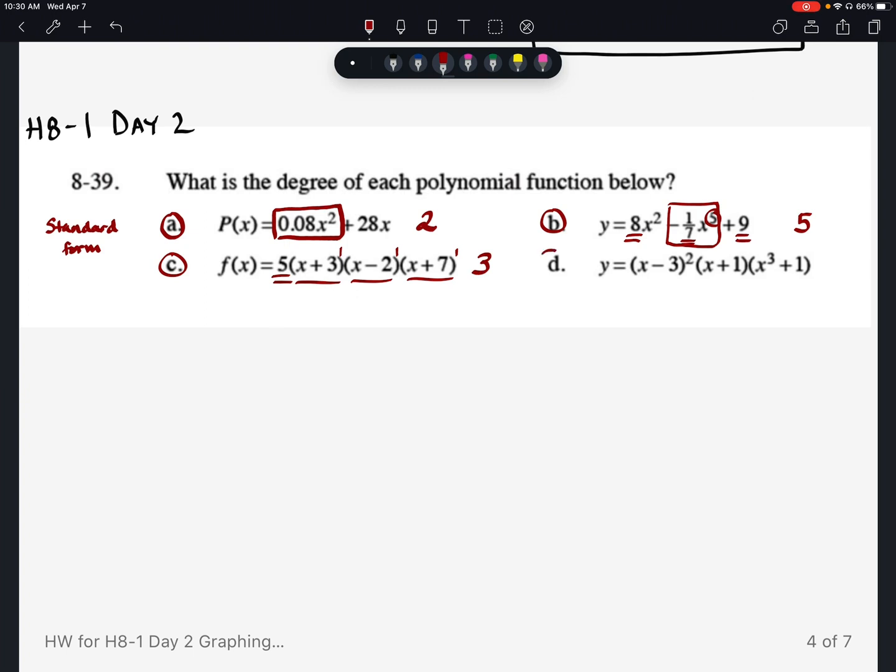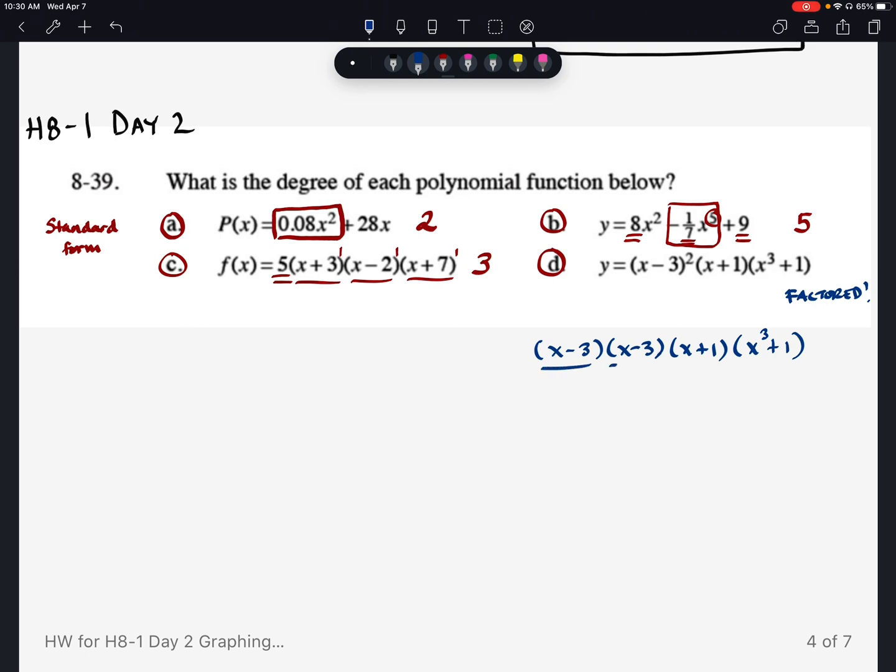And then letter D, it says y equals, we have x minus 3 quantity squared times an x plus 1 times an x cubed plus 1. So this one is in factored form. So this one's different, so make sure you're paying attention to that. This one is factored form. So when I look at it here, I've got an x minus 3 times an x minus 3 times an x plus 1 times an x to the 3rd plus 1.